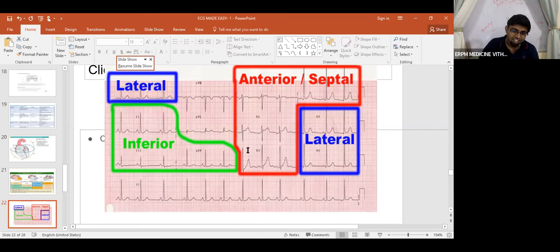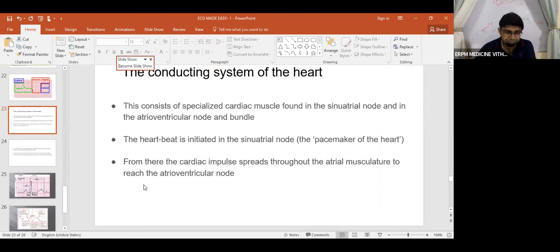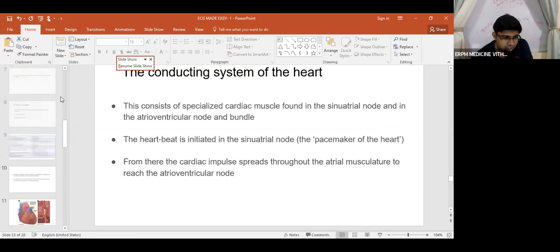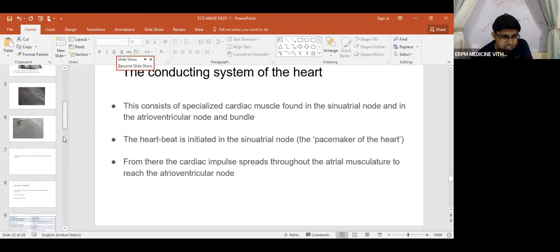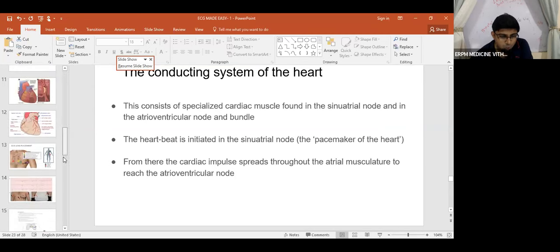Look here, guys. The next point. Now, come on, look here. What is this current?